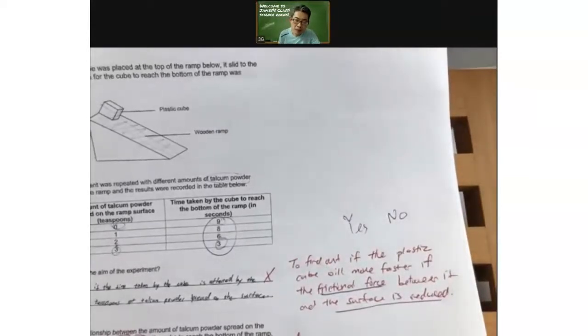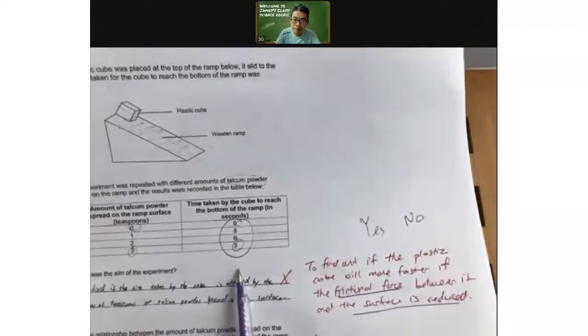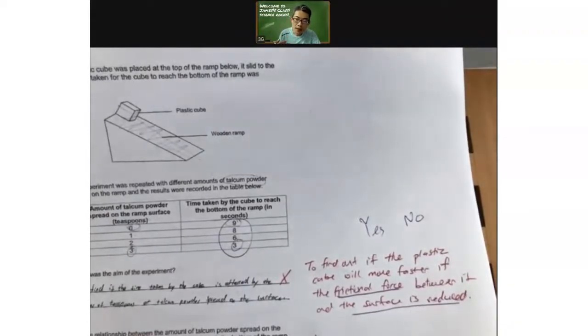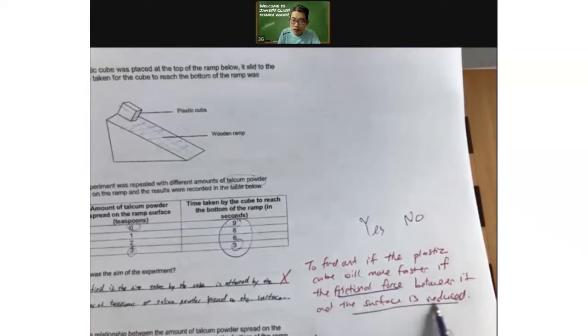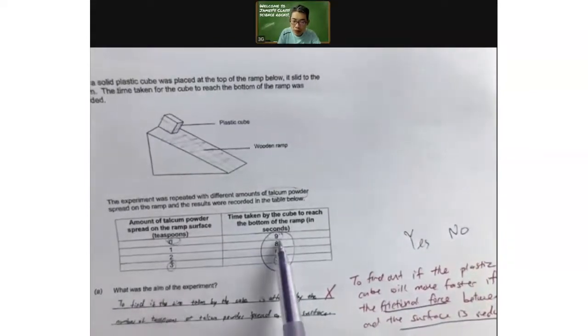We can measure the speed, we can measure the time taken. And the time taken, whether more or less, will tell us whether the frictional force really will affect the speed of the plastic cube as it slides down. If it slides down faster, it means that there's less frictional force between the two surfaces. If you put down more teaspoons of the powder and it actually slows it down, it took maybe 20 seconds, that means then, of course, it will increase friction.